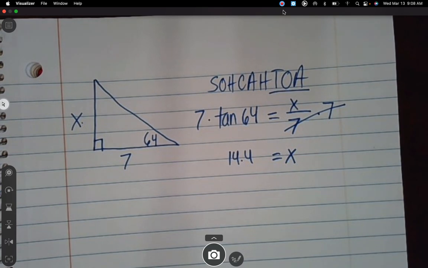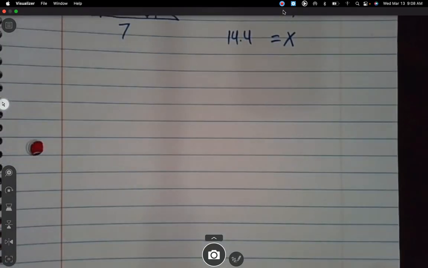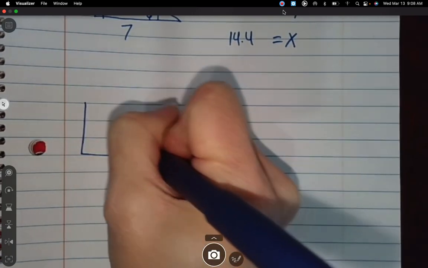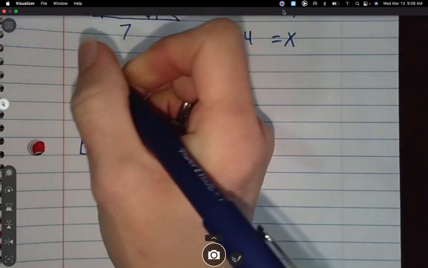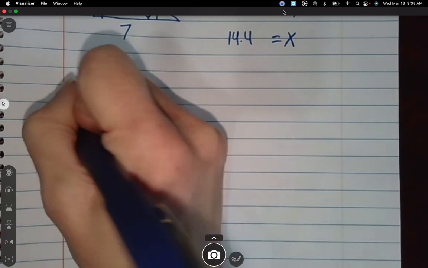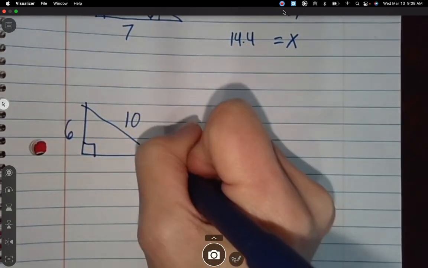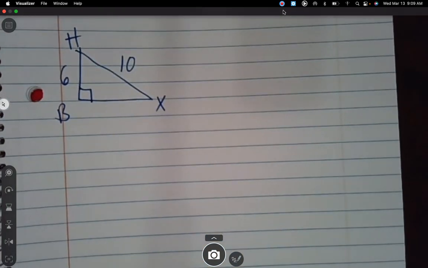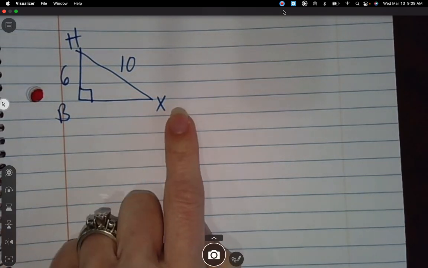Now, today, the last little thing is this right triangle here. And I know this is 6 and this is 10. And I don't know why they give me these letters, but these are the letters they give me. Okay, they want me to find angle X. Okay, what's the difference here? All the other problems I've been looking for the side length. Now they want me to find an angle.